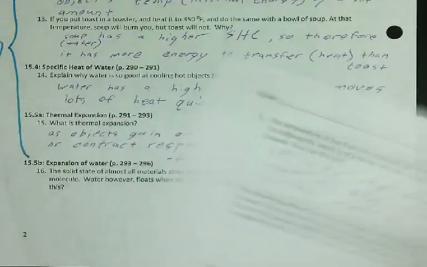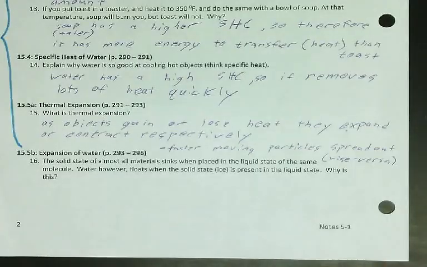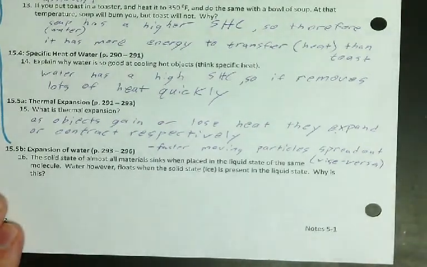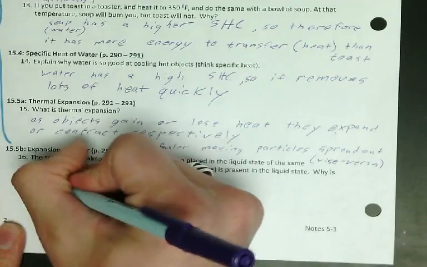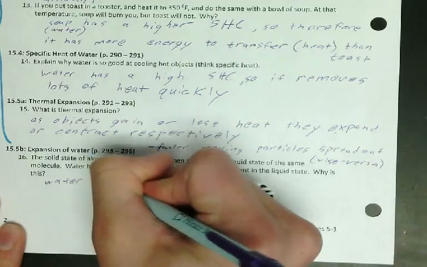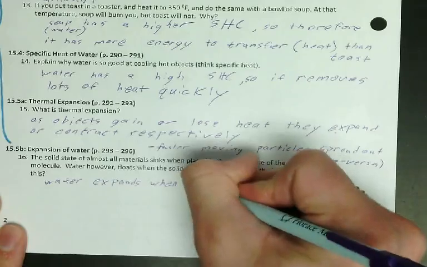Good. All right, let's look at this last question. Solid state of most materials sink when they're placed in liquid. However, water floats when the solid state, ice, is in the liquid state. So why is this? Most objects get denser when they get more solid. But the reason is water expands when it freezes.